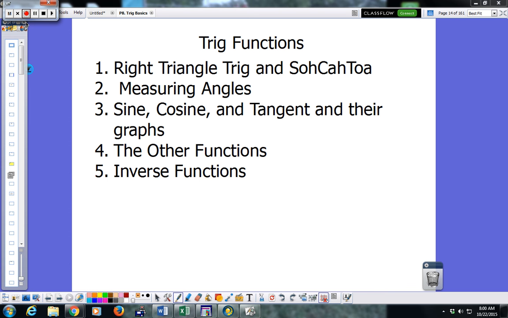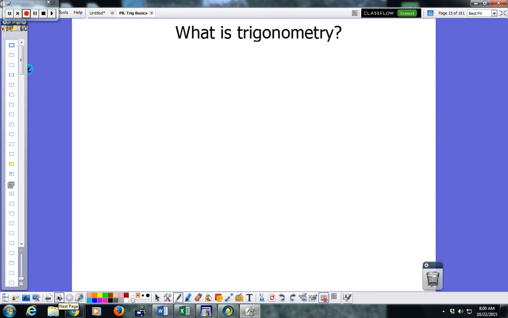You've seen it before. Right triangle trig and SOHCAHTOA. Measuring angles, sine, cosine, tangent, and their graphs. The other functions, which would be secant, cosecant, and cotangent, and then inverse functions is what you'll be seeing in the chapter. What is trigonometry?